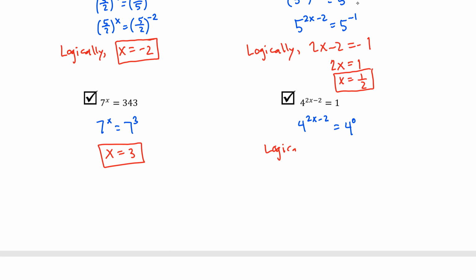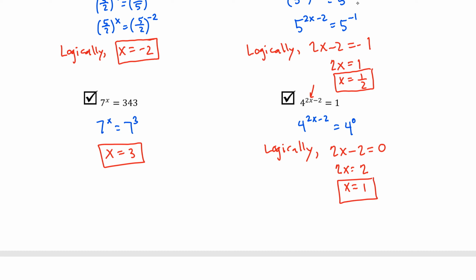Let's finish it off. Now we're going to say, logically speaking, the exponents then must be equal. Now that we have transformed the problem of having an exponential equation into the problem of having a linear equation, we can then isolate x. Add 2 to both sides, divide both sides by 1, and we get x equals 1. Notice up here, if I plug in 1 for x, 2 times 1 minus 2 is 0, and 4 to the 0th power is equal to 1. So we have easily balanced that equation.